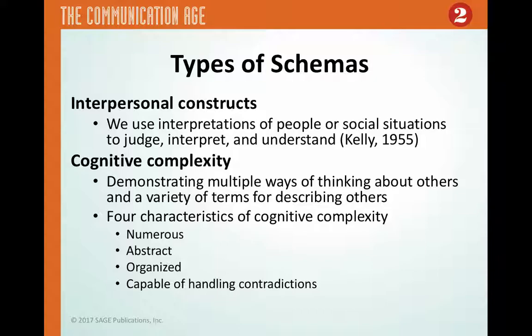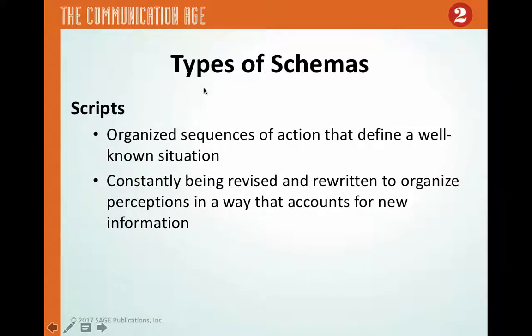There are 4 characteristics, basically. Numerous: how many different factors, how many different ways can you think of a person or a situation? Abstract: how far out can you take your thinking? Organized: how well can you organize all of those numerous abstract ideas? And then, are you capable of handling contradictions to your own personal beliefs and opinions? If you can do those 4 things, you're a pretty cognitively complex individual, and therefore you probably have a lot of depth and a lot of different ways of thinking about and understanding situations, and it makes you a competent communicator.